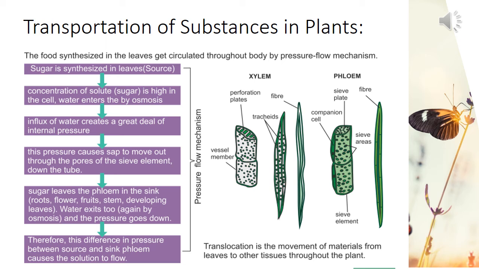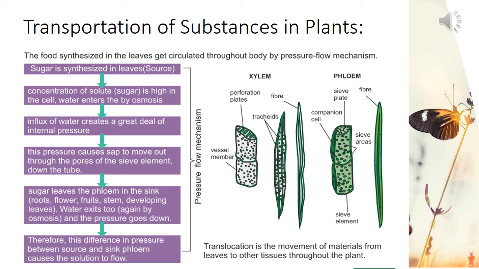If you see the detailed process, sugar is synthesized in the leaves. Further, the concentration of the sugar is high in the cell. Also, the water enters the cell by the process of osmosis, right? So the influx of water creates a great deal of internal pressure inside the cell, and this pressure causes the sap to move out through the pores of the sieve element down the tube.